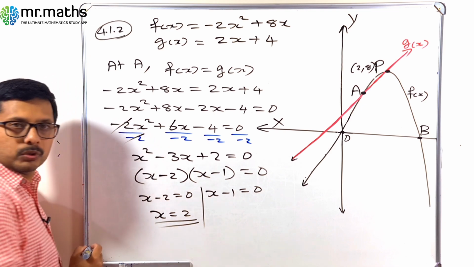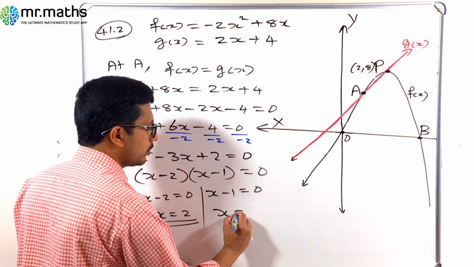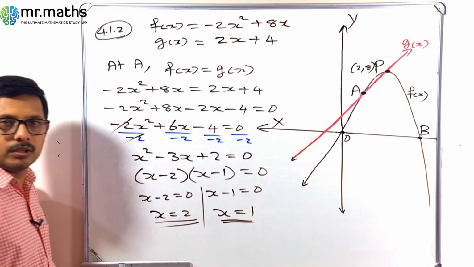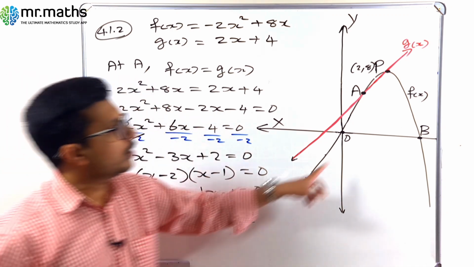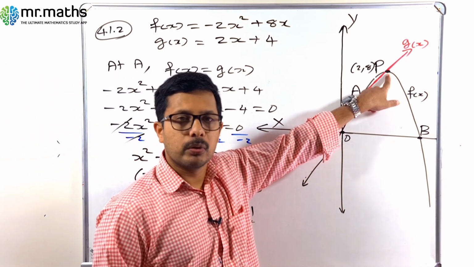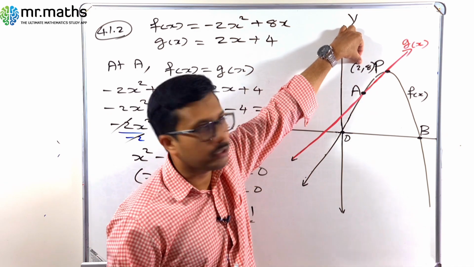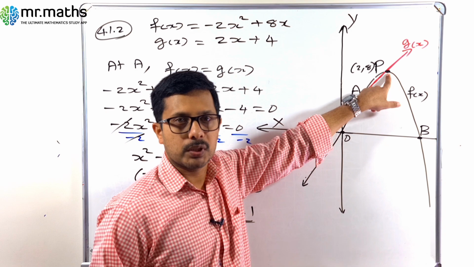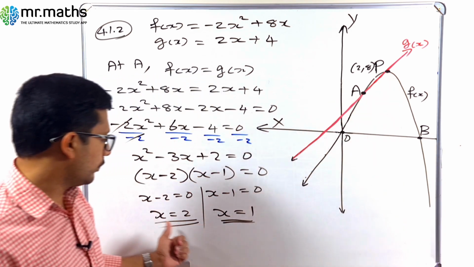X is equal to positive 2. X minus 1 is equal to 0. Take this minus 1 to the other side. So x is equal to positive 1. So x is equal to 2 is already here. Look at the coordinate of P. What is the x value here? 2. That is also a point of intersection of both the graphs. That is why here we got the value of x as 2.